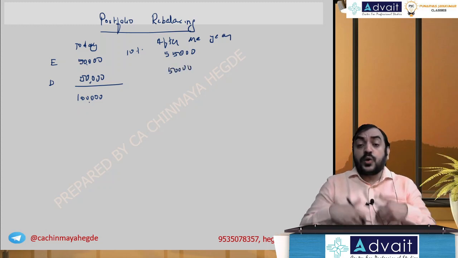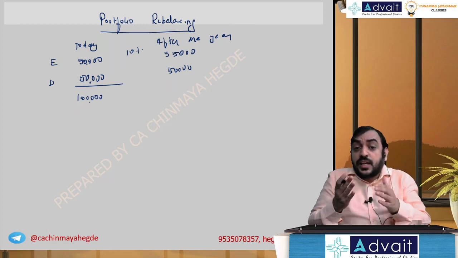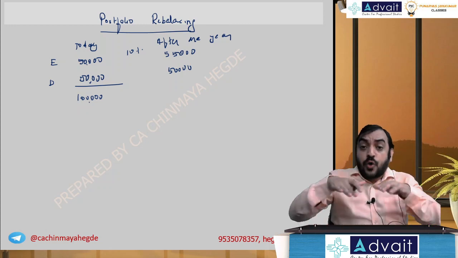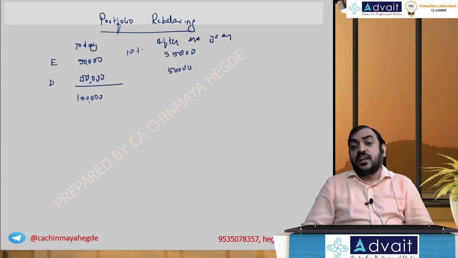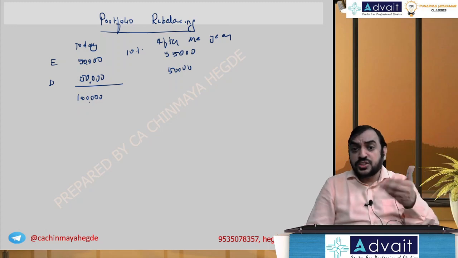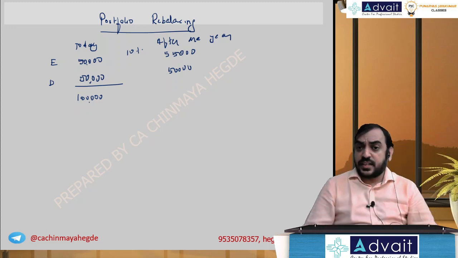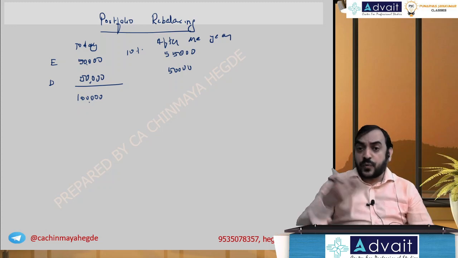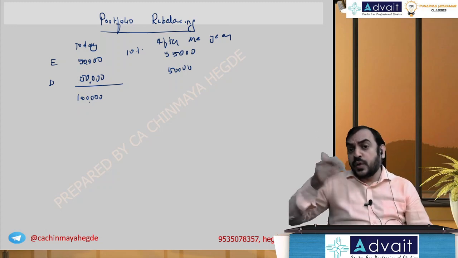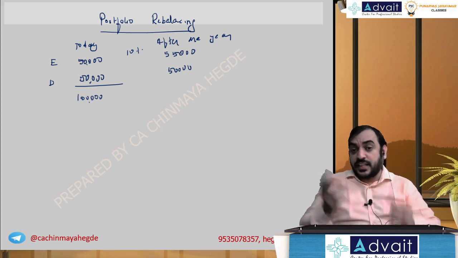Now I want to rebalance. What do you mean by rebalancing? I want to realign. I want to have the same equal ratio now. I invested in a certain proportion, but when the market price changes over a period of time, the weights will change.